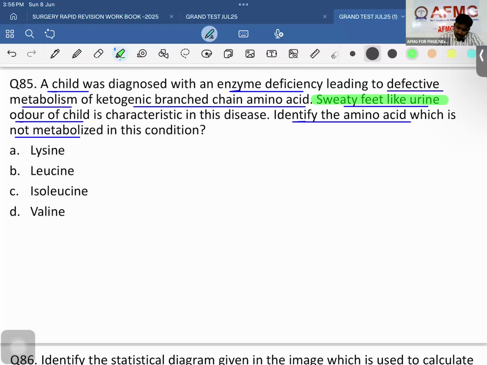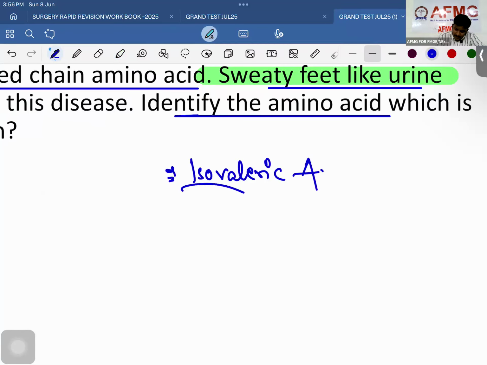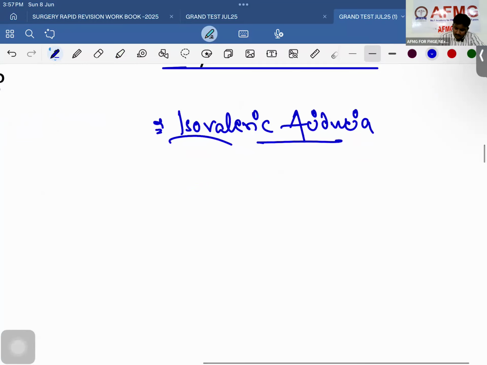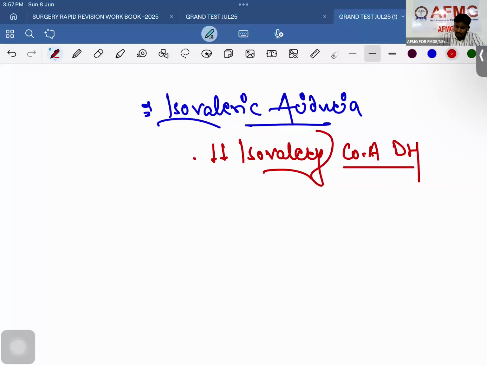Tell me, sweaty feet like urine odor is a feature of what? Sweaty feet like urine odor or cheesy urine odor is a feature of a condition known as isovaleric aciduria or isovaleric acidemia. Isovaleric aciduria happens when the patient has deficiency of which enzyme? The patient has deficiency of isovaleric coenzyme A dehydrogenase enzyme. When this enzyme is deficient, the patient develops isovaleric aciduria. That is what is important to be remembered.